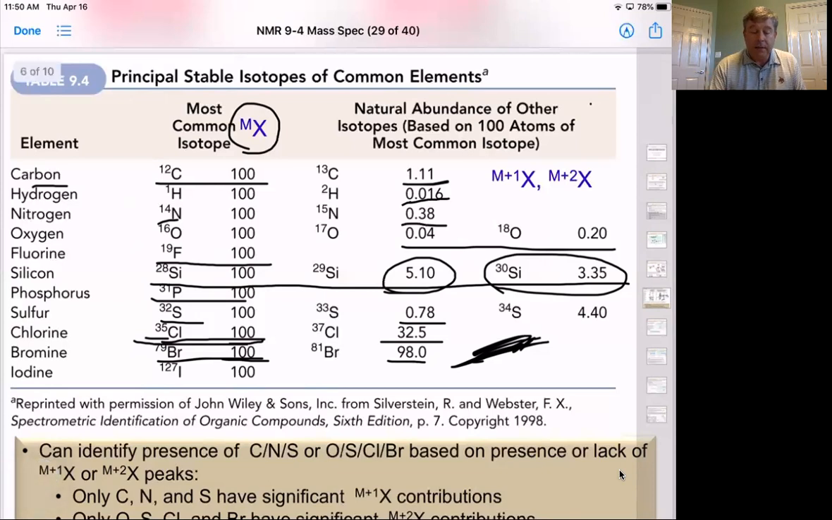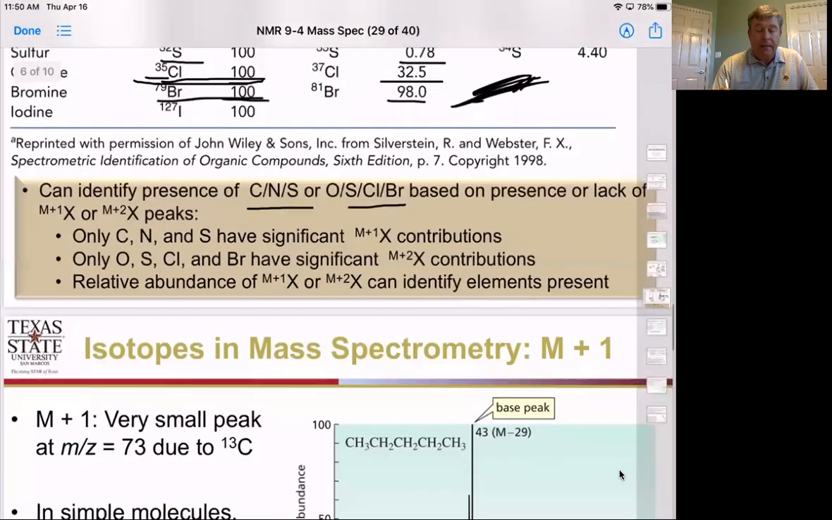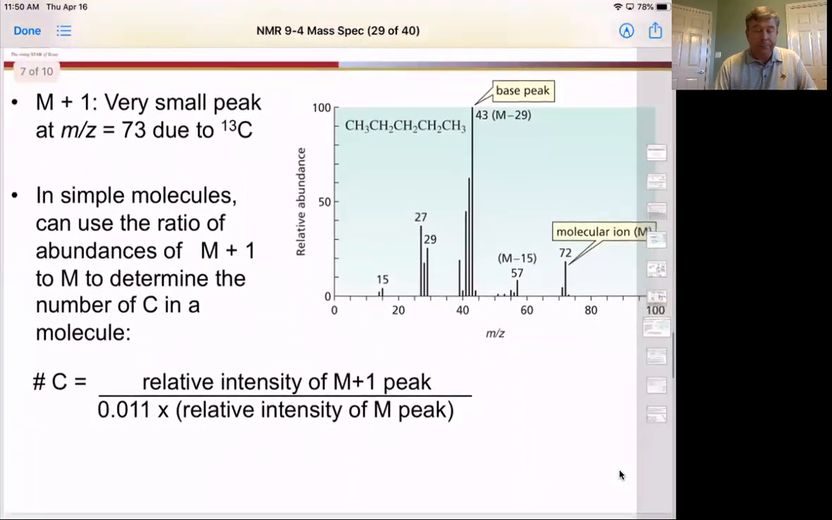What this tells us is that it's especially important in things where we have carbon, nitrogen, and sulfur, or having a chlorine or bromine. We can actually look for those contributions of that mass plus 1 peak or that mass plus 2 peak and identify that we have either sulfur, nitrogen, chlorine, or bromine in our compound just from the mass spectrum. All right, let's take a look at that and what that would look like here.